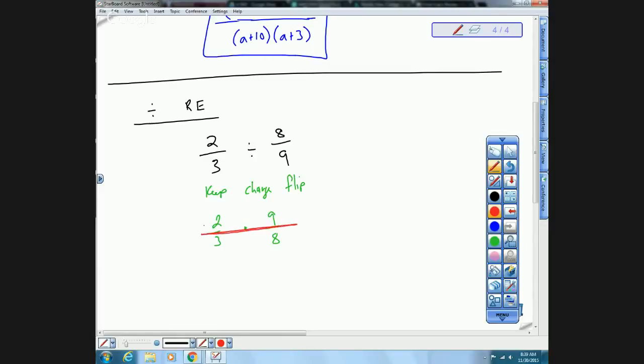So now you do the same exact thing that we were just doing. Well, if you break this down, divide that by 2, you get 1. Divide that by 2, you get 4. Divide that by 3. Divide that by 3. So you get 3/4. Okay, so basically this is the same exact thing as multiplication. Just before we start the problem, just flip the second one.